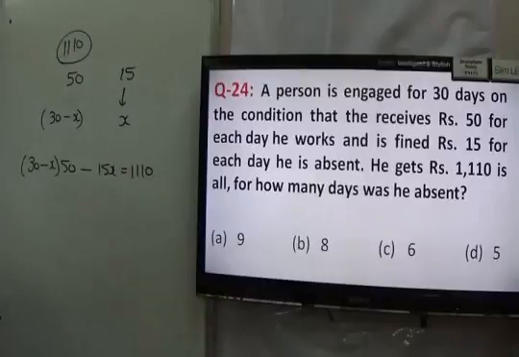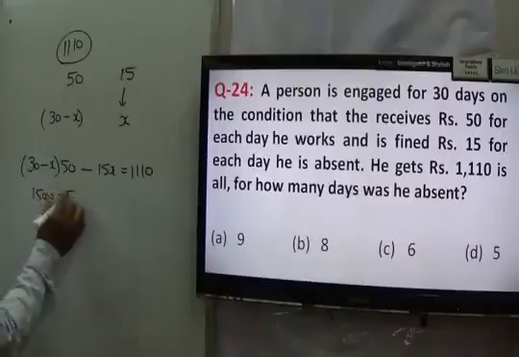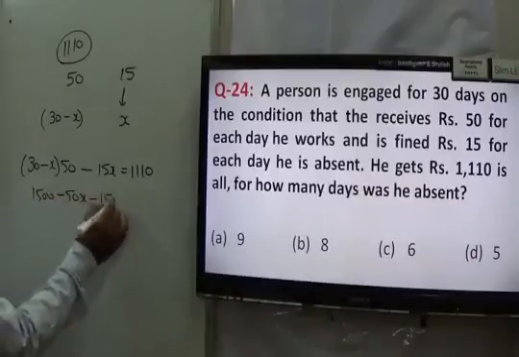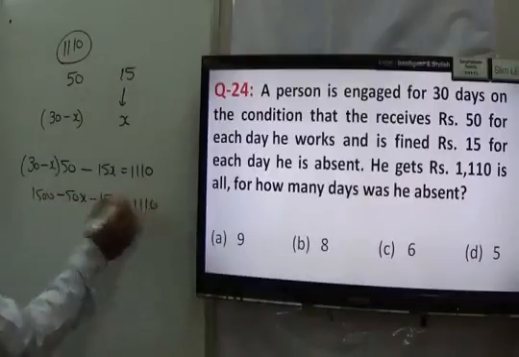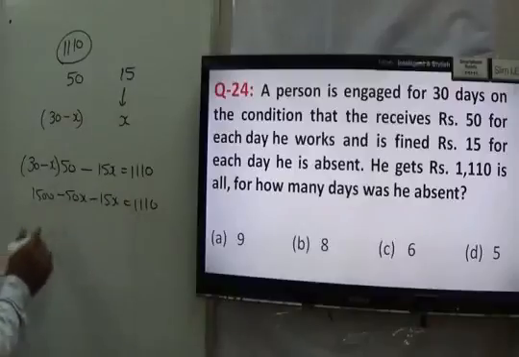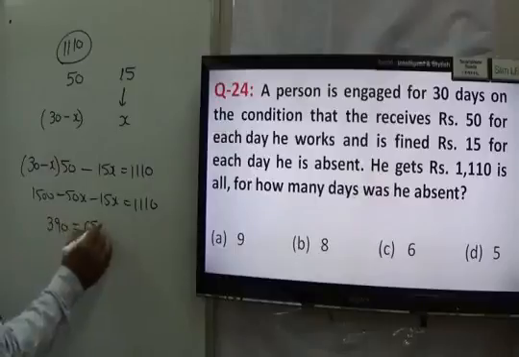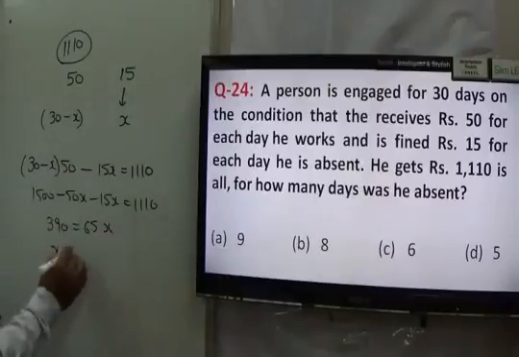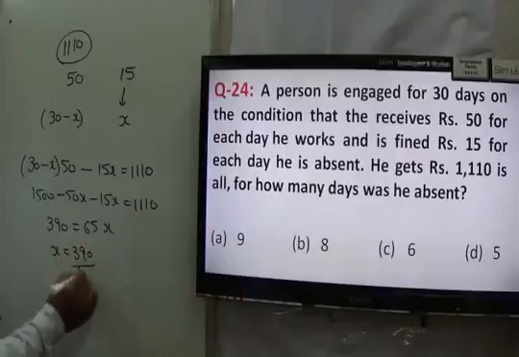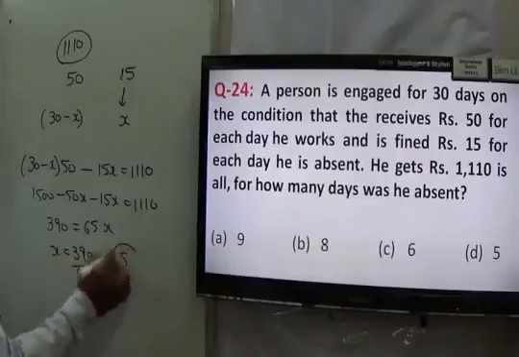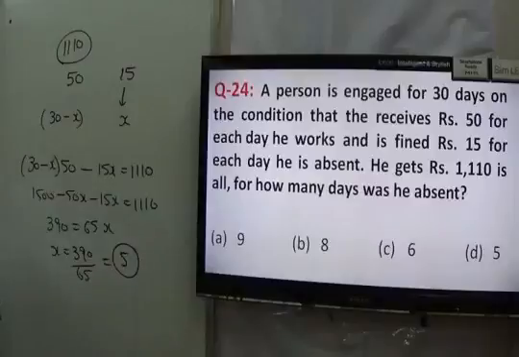I have to find the value of x, so just multiply. That gives me 1500 minus 50x minus 15x equal to 1110. That value will come here, and here I can say that 390 is equal to 65x. Okay, I have to solve it. When I divide this by 65, we may say 390 by 65. My answer is 5. So we can say that the person was absent for 5 days. That's why he got rupees 1110 as his salary.